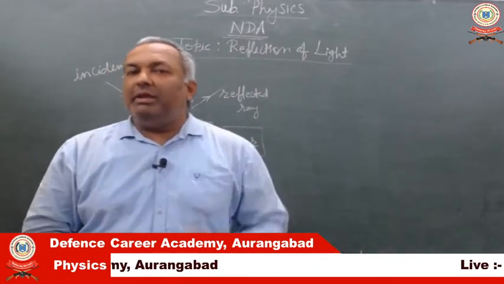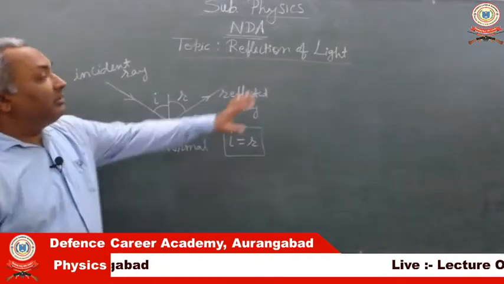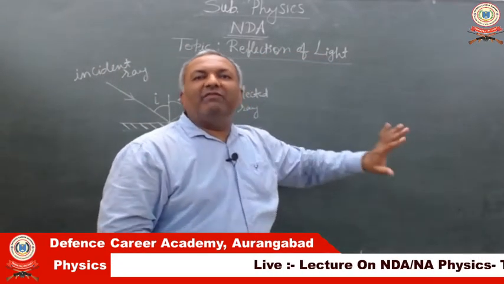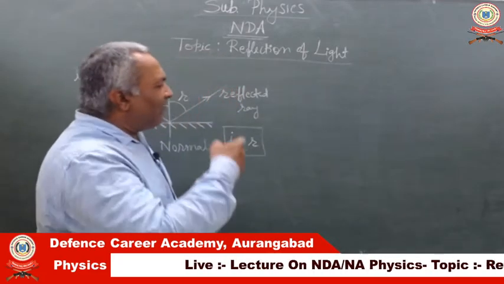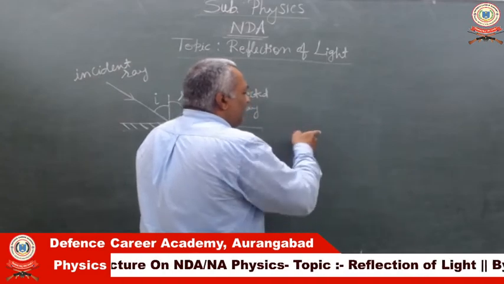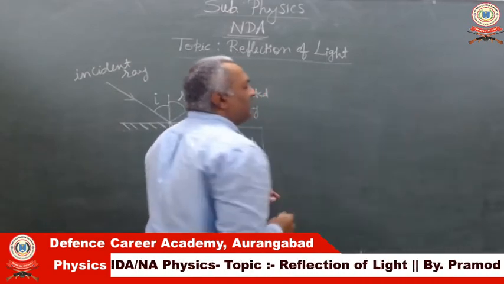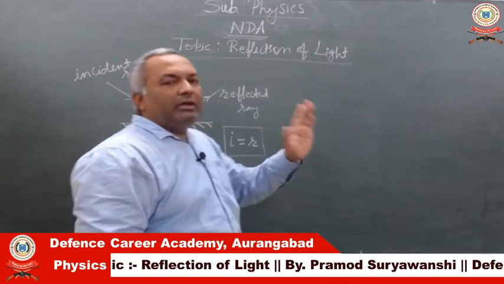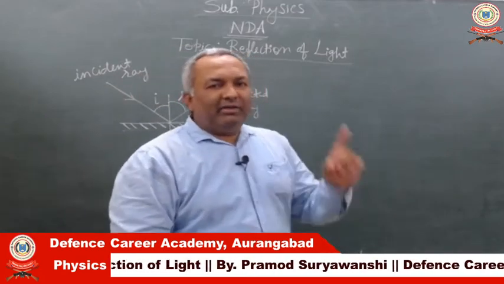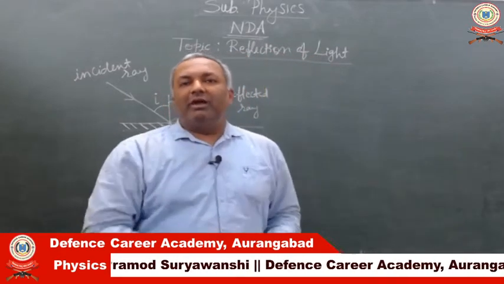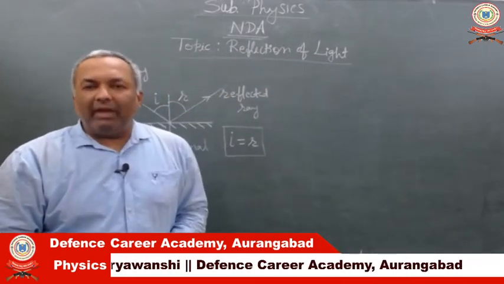What exactly is the meaning of this? Suppose this green board here is a reflecting surface. If a ray of light comes in this direction like this, this is the normal, the ray comes like this and the reflected ray goes like that. This one single plane in which all three of these lie, that is the incident ray, the normal, and the reflected ray, all three of them lie in the same plane.